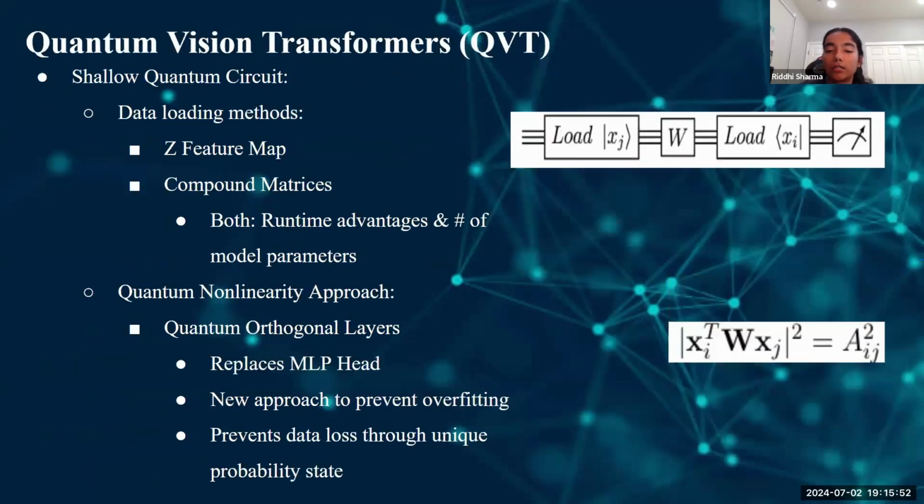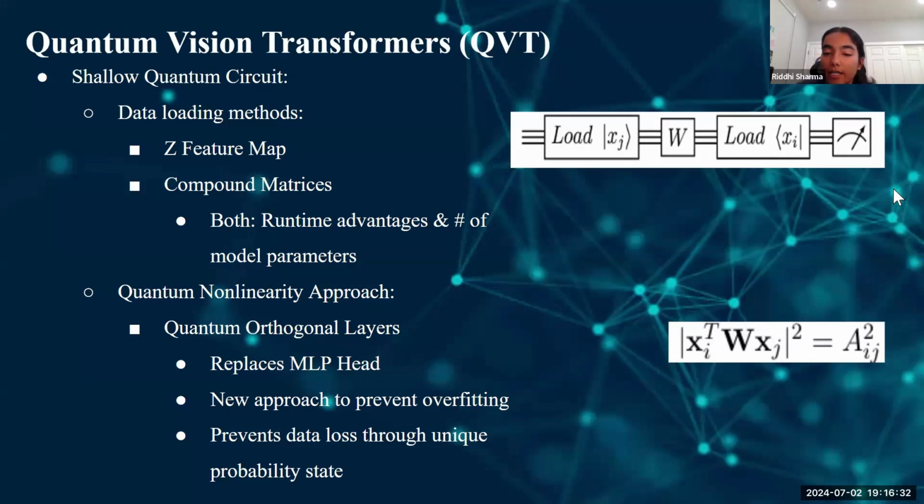Now that we understand the vision transformer's classical aspect, let's delve into what quantum can contribute to the vision transformer. So for the QVT, we're adapting a shallow quantum circuit, which is a quantum circuit with minimal depth, which can be used in the multi-self-attention and MLP head layer in the encoder. Specifically, we will be focusing on data loading methods such as quantum feature maps and compound matrices, and both provide the advantages of runtime and the number of model parameters. Aside from data loading, we are adapting quantum orthogonal layers, which replaces the MLP layer for quantum applied nonlinearity.